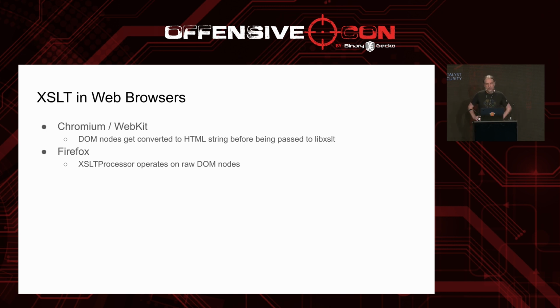And this is quite different from Firefox, where the XSLT engine implementation is part of Firefox's DOM engine, and because of that, it operates on the same DOM node structures as the rest of the web browser. And I thought that was really interesting because this opens up a class of vulnerabilities where something unexpected could happen with those DOM nodes during XSLT processing.